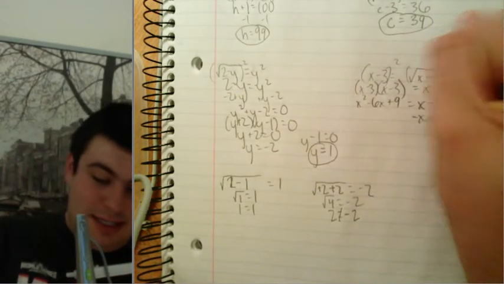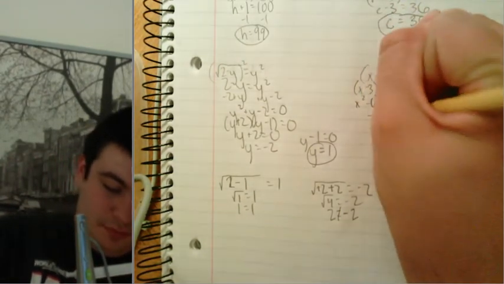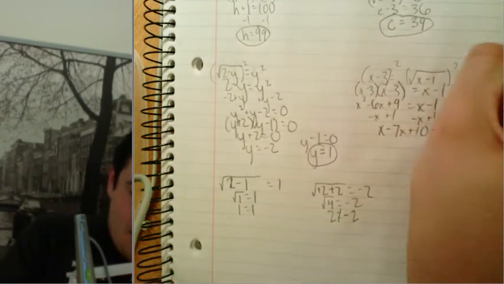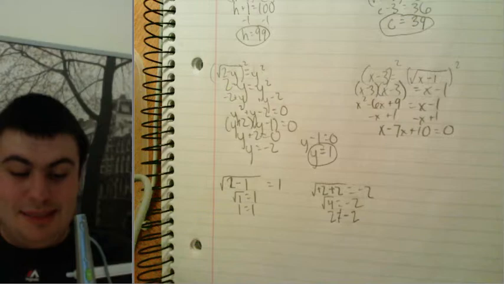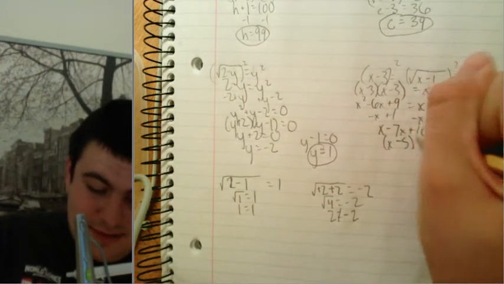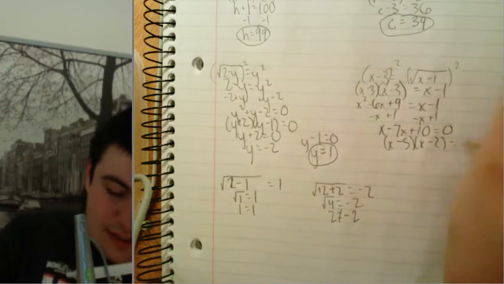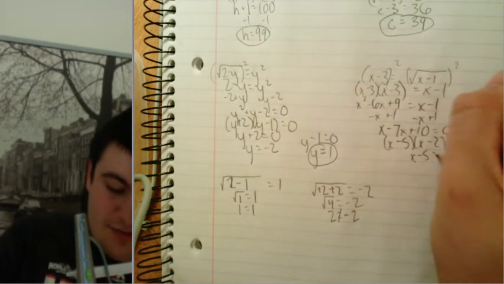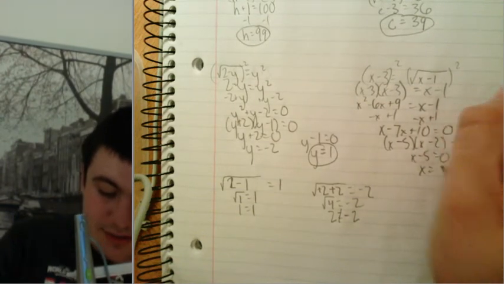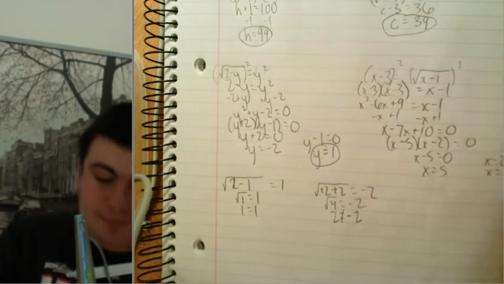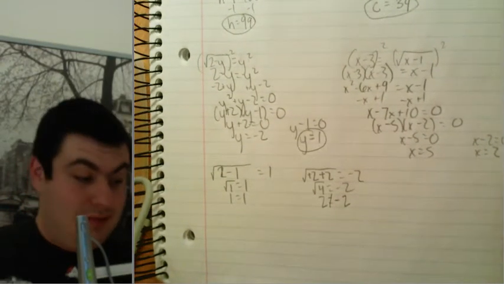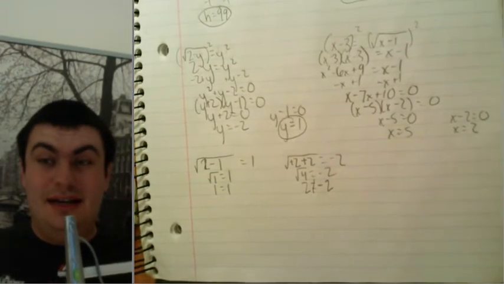I'm going to subtract this x and add this 1. So I get that x squared minus 7x plus 10 equals 0. Well, what multiplies to positive 10 that adds to negative 7? I get x minus 5 and x minus 2 equals 0. So x minus 5 equals 0, x minus 2 equals 0, x equals 5, and x equals 2. Let's plug in and see what we get.